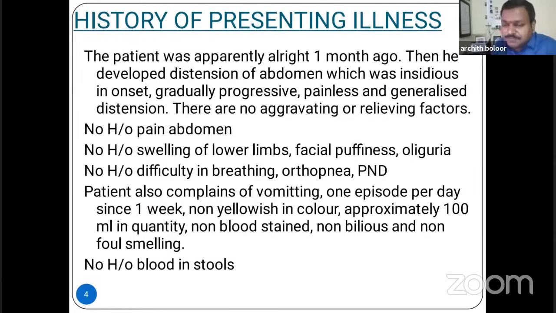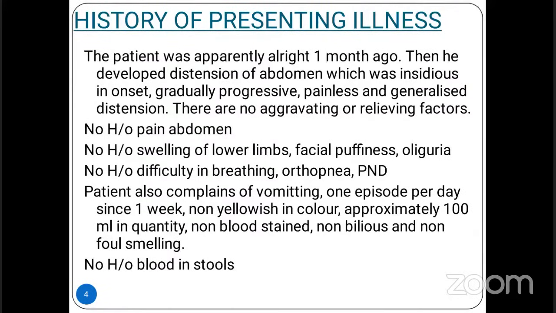As you said, spontaneous bacterial peritonitis, isn't it? So the fluid which is accumulated can get secondarily infected. So that's why we have to get the history of pain abdomen. And as you said, the other causes like intestinal obstruction, etc., would come with pain abdomen. Yes. The next thing that you asked is no history of swelling of lower limbs. Why? To rule out any cardiac cause or nephrotic syndrome.